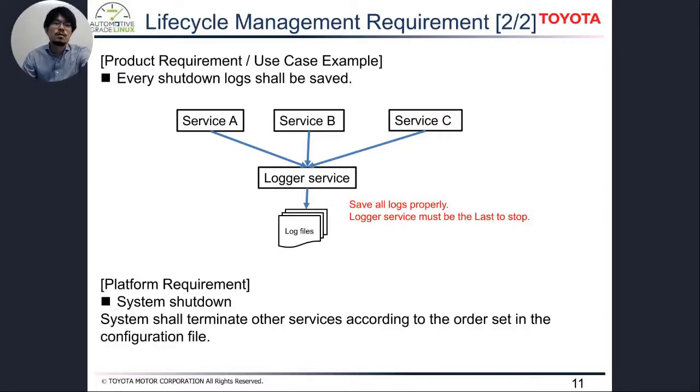Another example related to lifecycle management is logging. Every shutdown log and error log shall be saved properly. So, for example, when multiple services, services A, B, C, are running and shutting down, every shutdown log must be saved properly. To meet this requirement, the log-out service should be the last service to shut down. So from the system platform point of view, the lifecycle management module has to control the shutdown order to shut down the log-out service last.